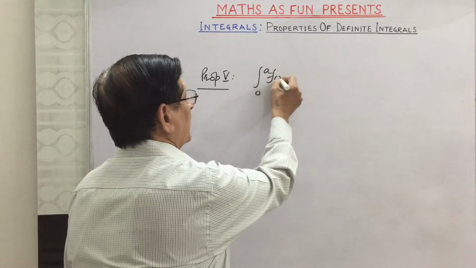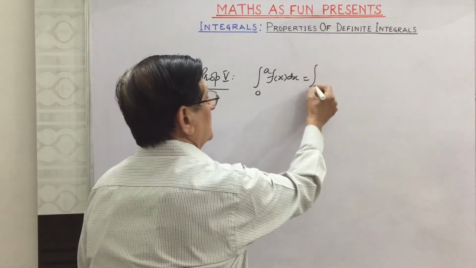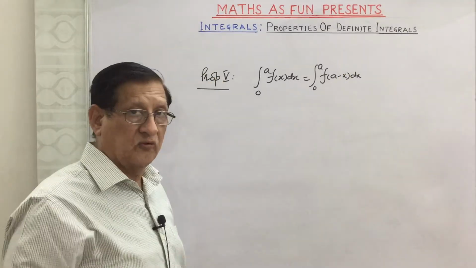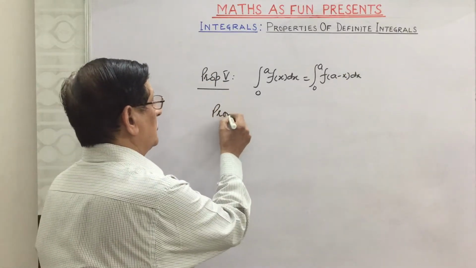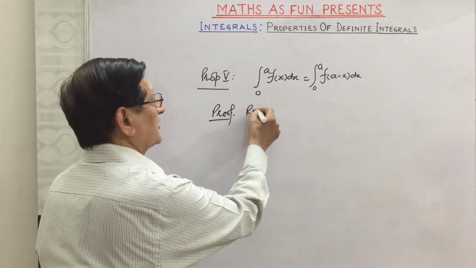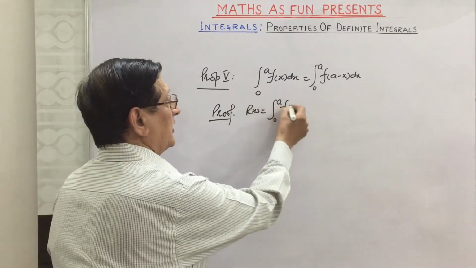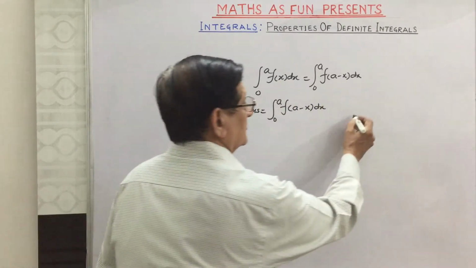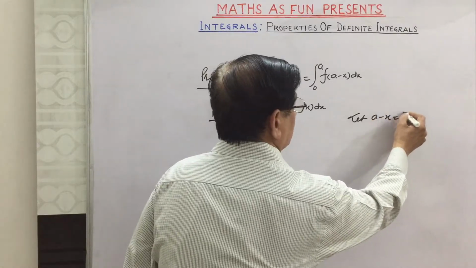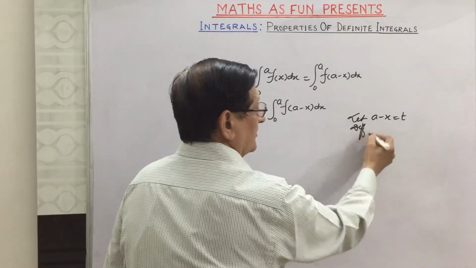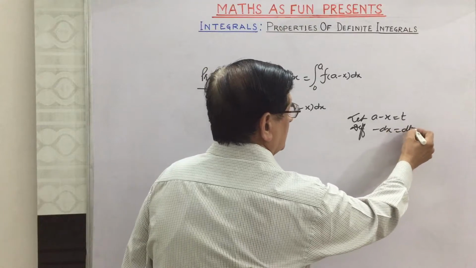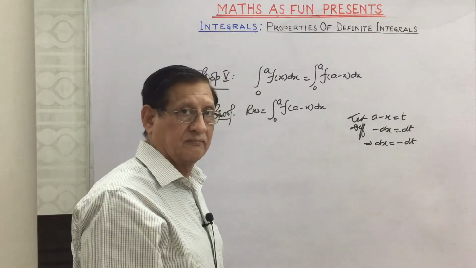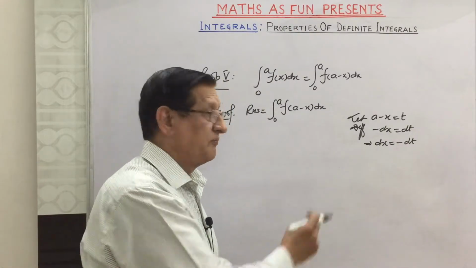zero to a f x dx is equal to 0 to a f of a minus x dx. For the proof of this property also, we can go with the right hand side, which is 0 to a f of a minus x dx. And we use the substitution. We substitute a minus x as t. If we differentiate, we will be getting minus dx is equal to dt, or we can say dx is equal to minus dt.